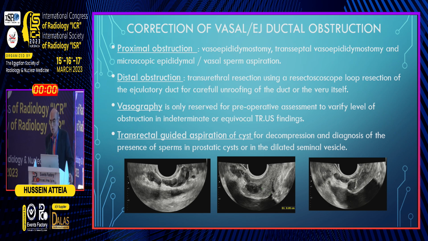Now, vasography is only reserved, as I told you, for preoperative assessment to verify the level of obstruction. Transrectal ultrasound-guided aspiration is used to see if the cyst contains sperm or not. This is a Wolffian duct cyst, and you could see the spinal needle traversing and going through the cyst.